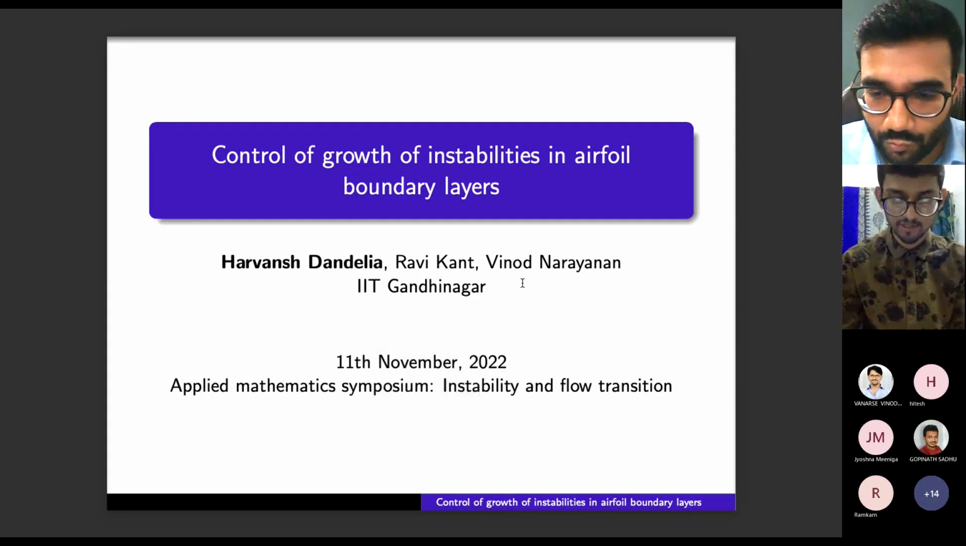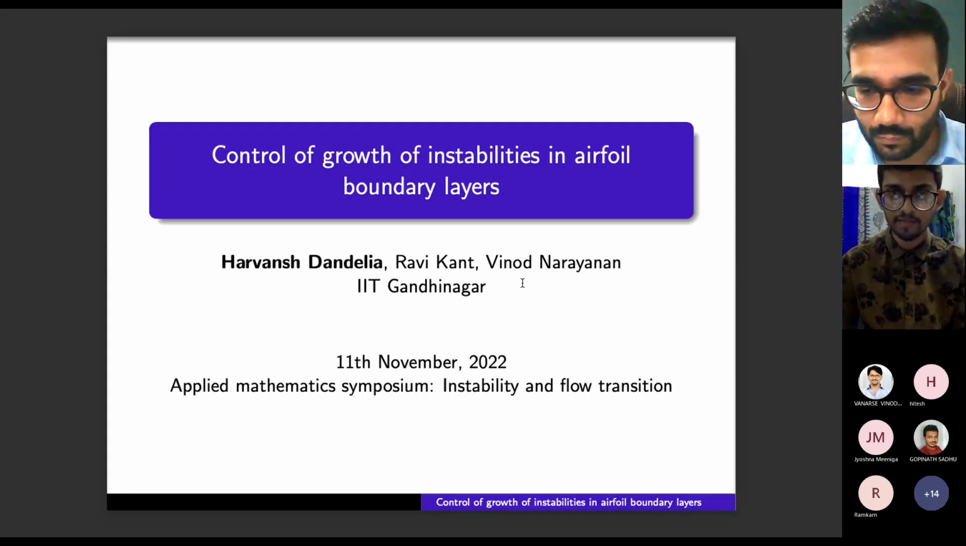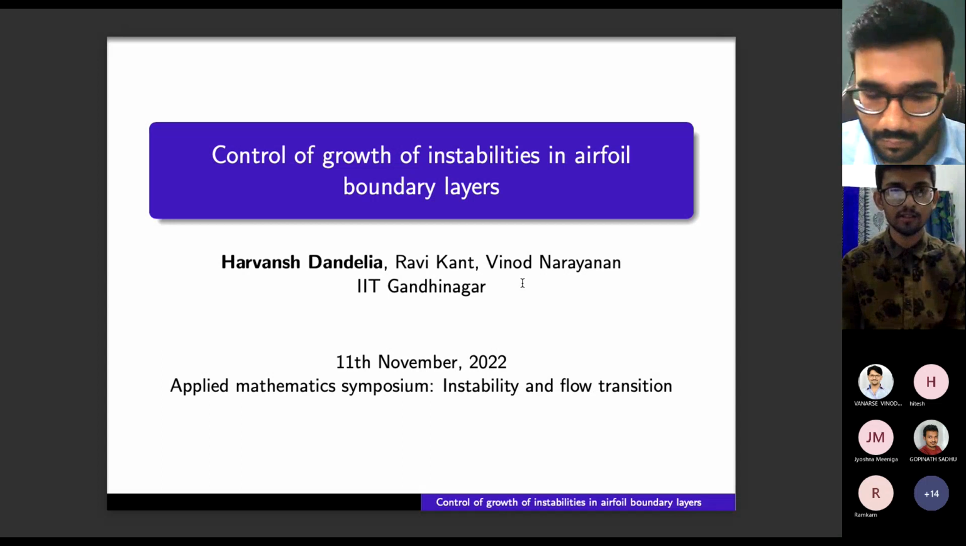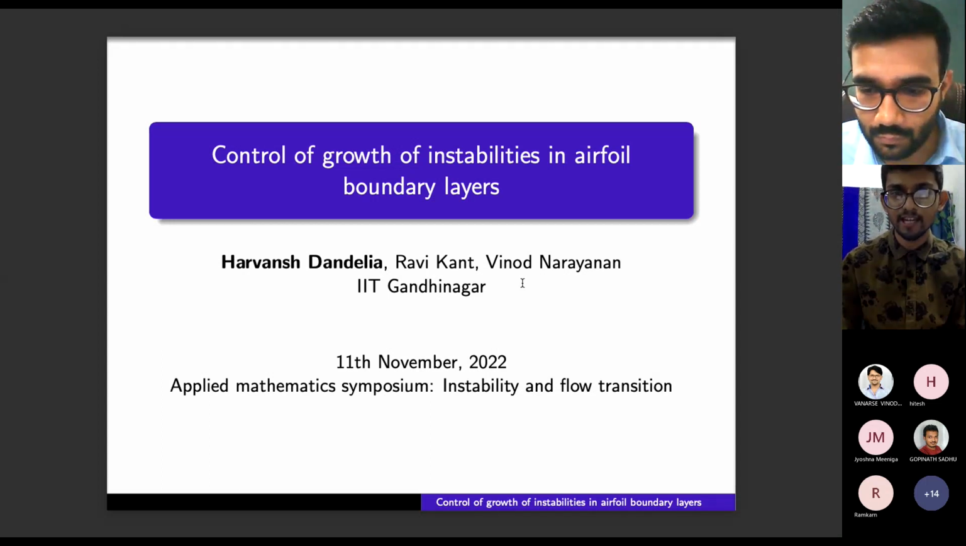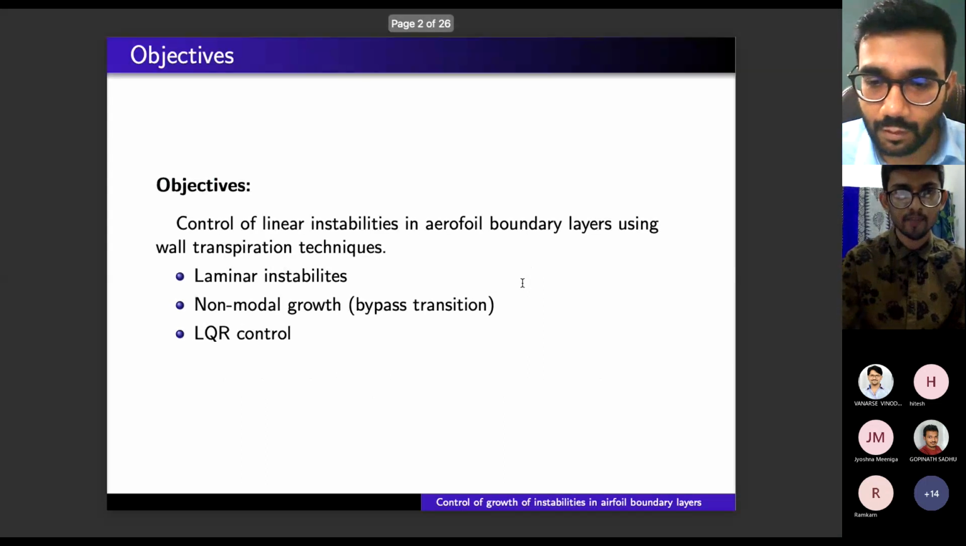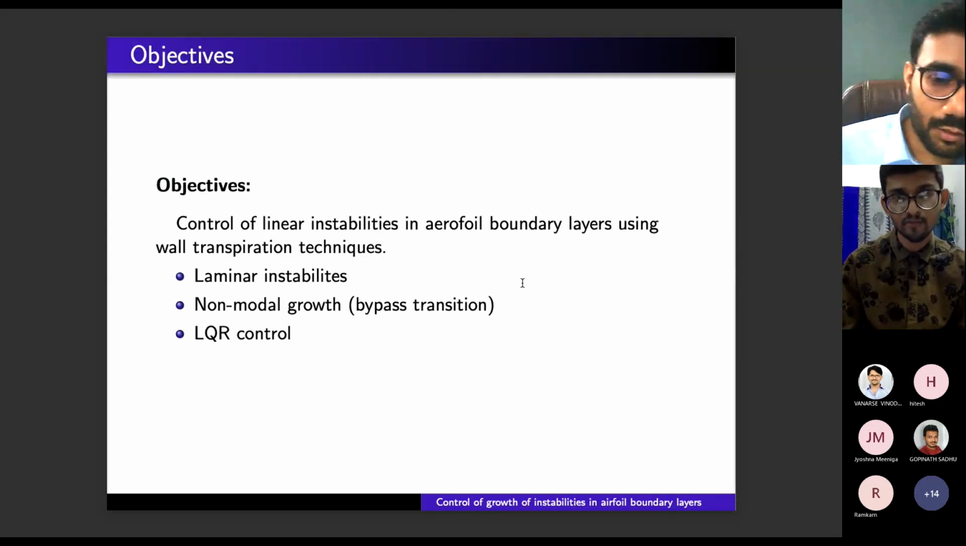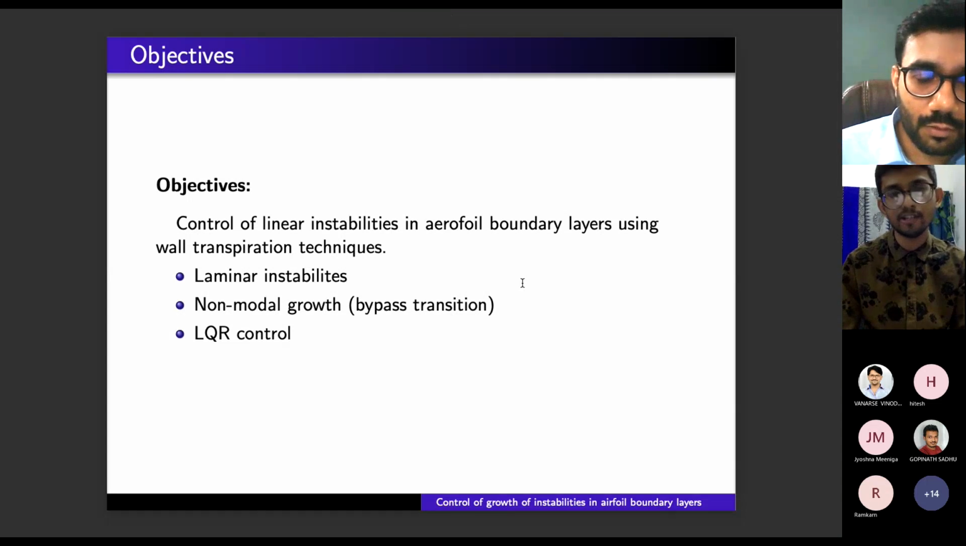Right. So thank you so much for the introduction and the organizers for inviting me to talk on the topic of boundary layer flows. Right. So let me lay down the objectives of my studies. We'll be looking at the laminar.